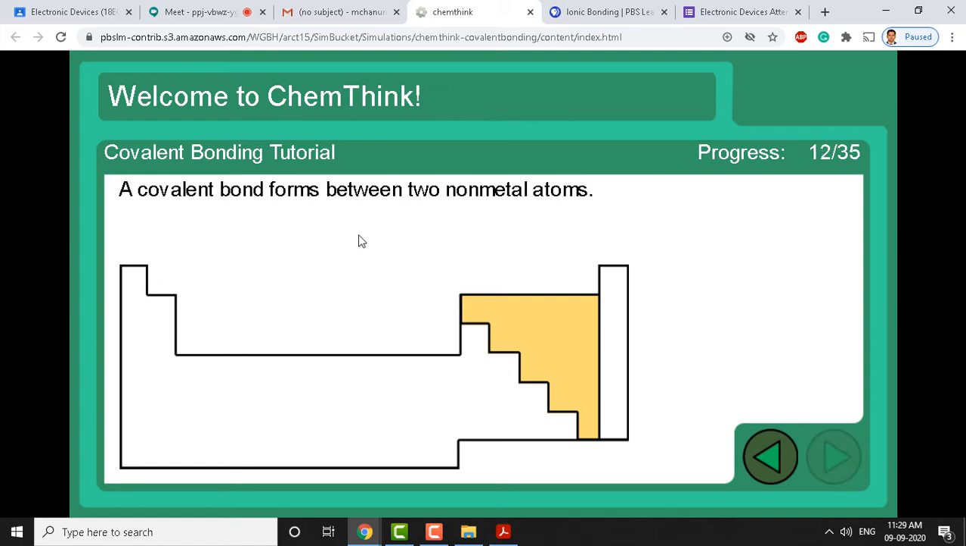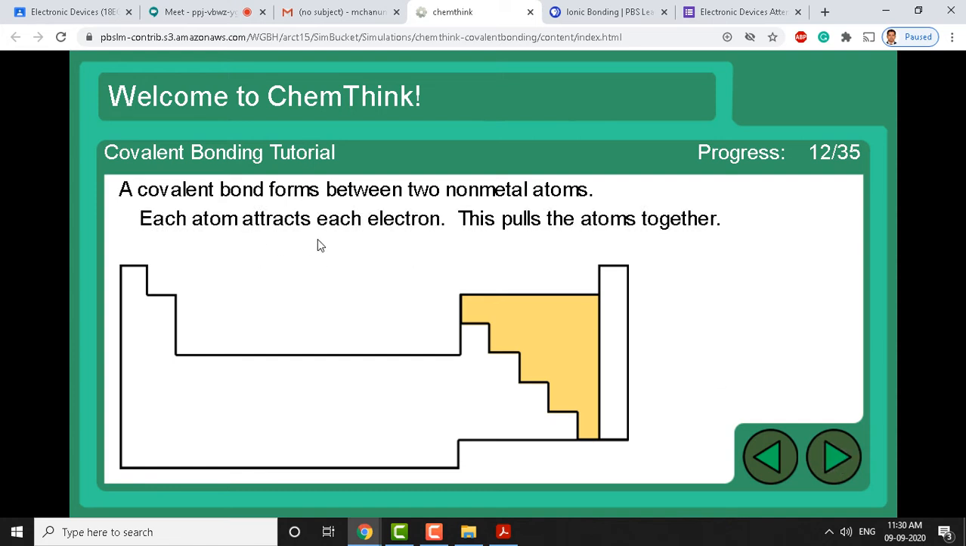Next, a covalent bond forms between two non-metals. I hope it is clear to you now. Earlier, you cannot club just sodium with chlorine in the formation of covalent bonding. A covalent bond forms between two non-metals. Of course, chlorine can be used in the formation of a covalent bond, but with non-metals, like the examples we are given, silicon or carbon, a covalent bond forms between the two atoms. Each atom attracts each electron, so this pulls the atoms together. This pulling forms a covalent bonding.